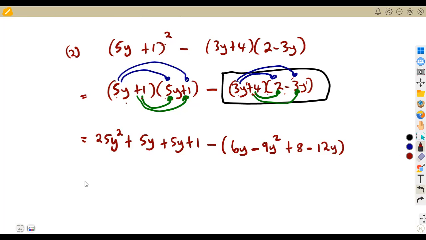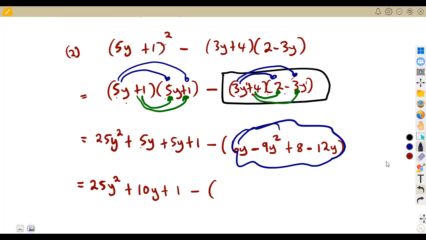So we can collect our like terms. From this part, we have got like terms to be considered. That is 5y and 5y in this case. So that's 5 plus 5, which is 10. So we're going to have 25y squared plus 5 plus 5, that is 10y plus 1 minus. You consider also to simplify.